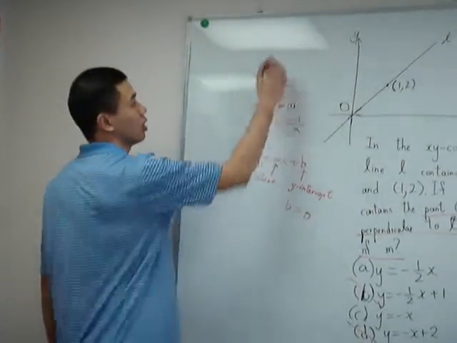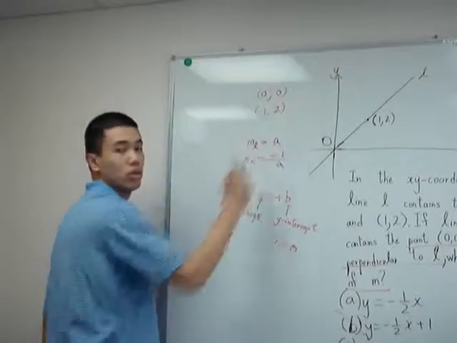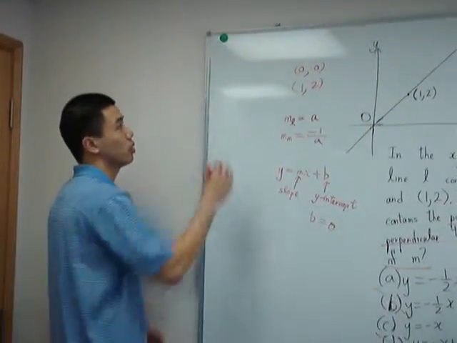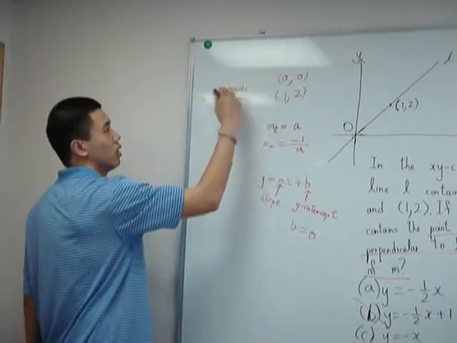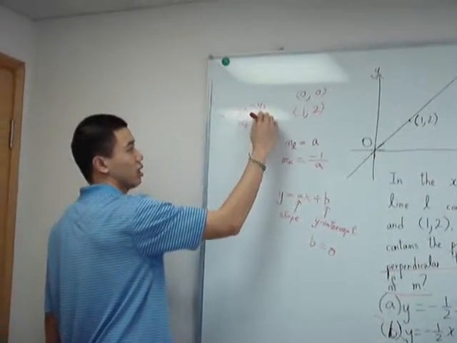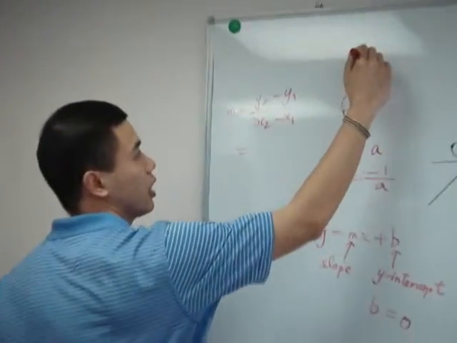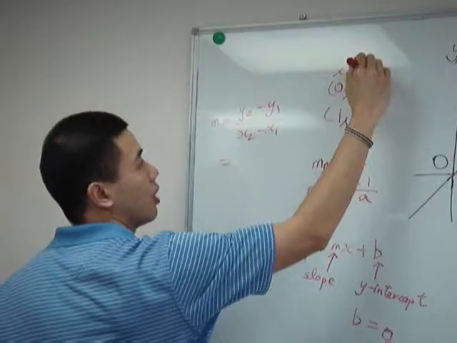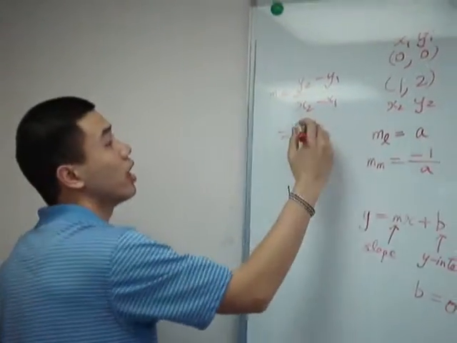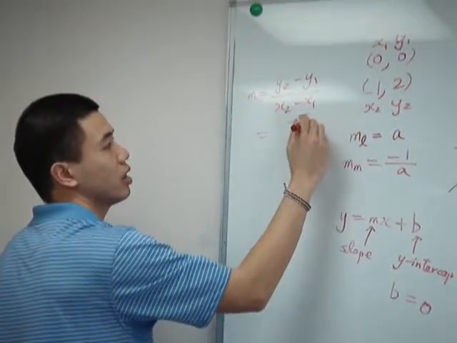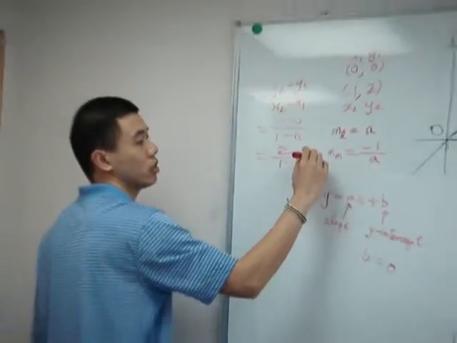2 points are given, (0, 0) and (1, 2). If we want to look for the slope, we can apply the slope formula, m equals y2 minus y1 over x2 minus x1. Rise over run. Now respectively, I can name this x1, y1, x2, y2. So this is foolproof. I will just plug it in: 2 minus 0 over 1 minus 0, which gives you 2 over 1, which equals 2.